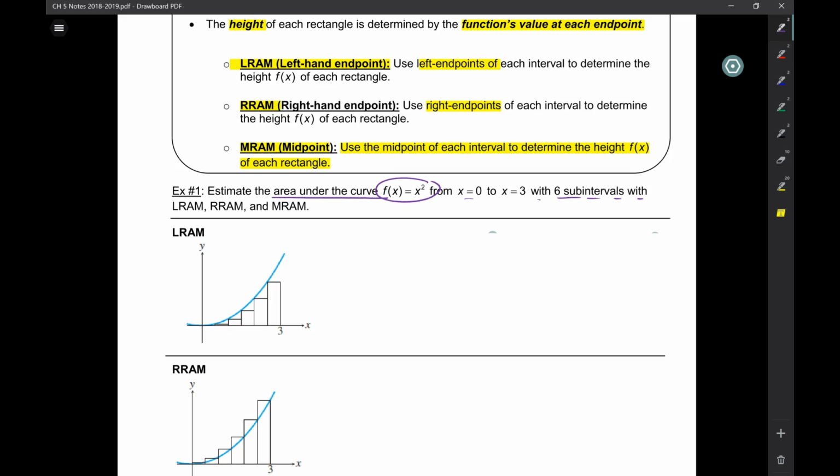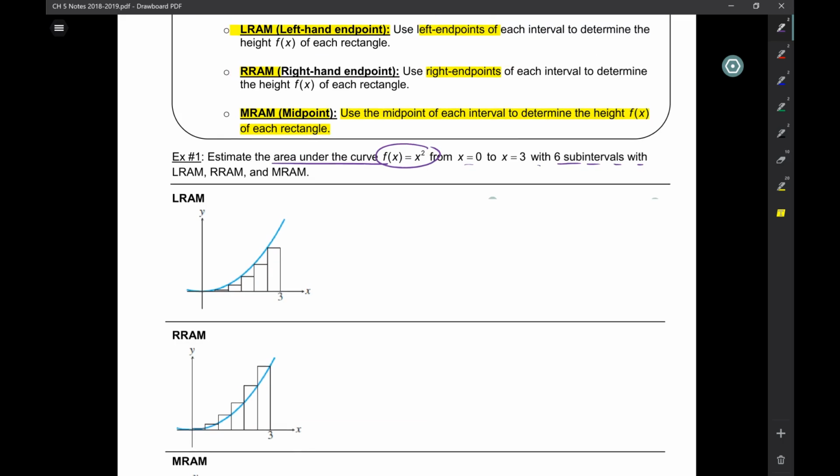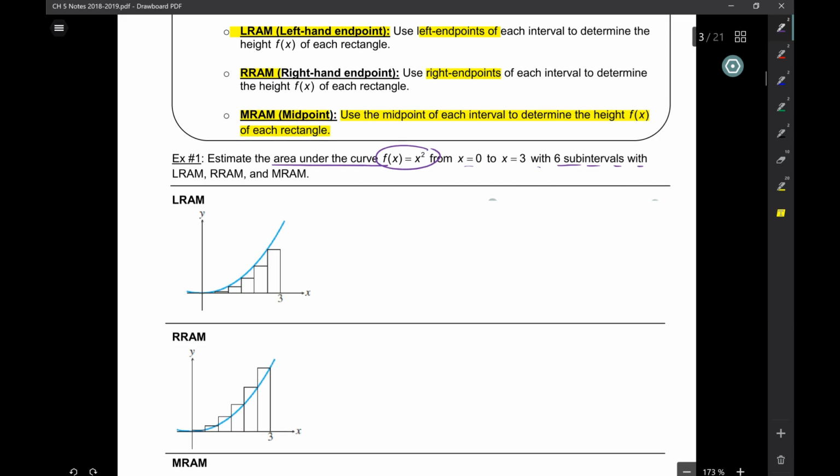Now, you're always going to be given a function. You're always going to be given an interval. You're always going to be given the number of subintervals. And then it's up to you to partition it. So from 0 to 3, I'm going to divide it into 6 regions. So how big is each region? How are you going to find how big the region is? This has a length of 3 divided by 6. Each one is going to be 0.5.